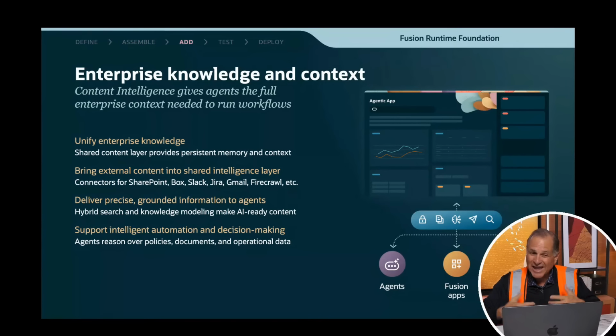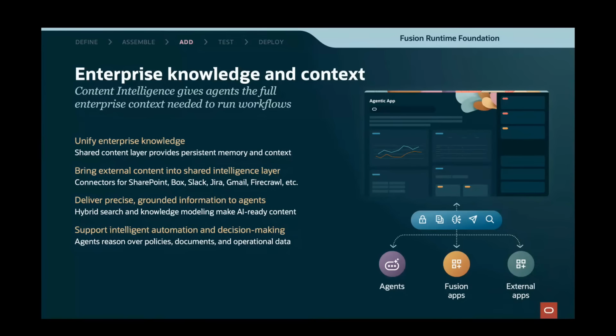Now we go to the add phase where we add context. So context truly is key. And context is a knowledge store. So we have an enterprise knowledge store. We included content intelligence, a brand new capability for us, where we store all of the enterprise context. So we can bring information in from Fusion. You might have service descriptions of a service ticket that you want to store in the context store. You might have contract information that you want to store in our knowledge store, our vector store. But you can also pull information in from any third party.